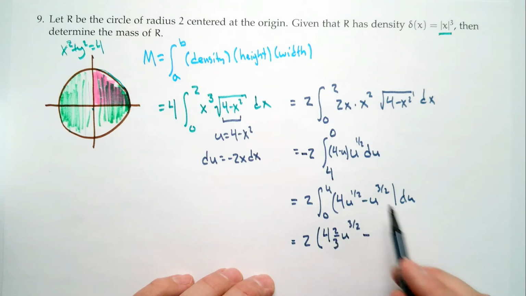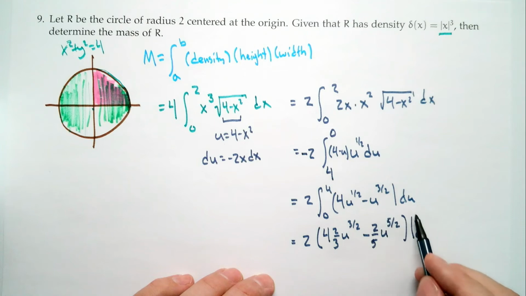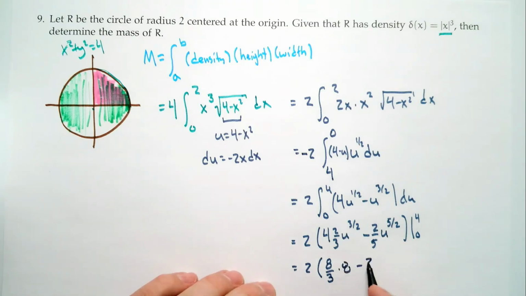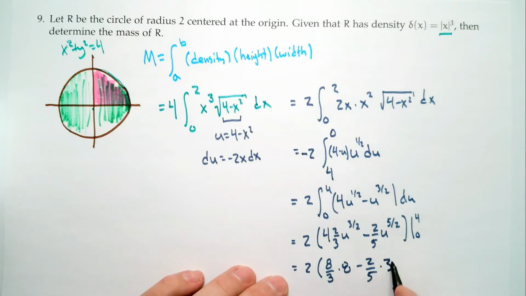And then, integral of u to the 3 halves? So u to the 5 halves, and then you get a 2/5, from 0 to 4. And the nice thing is you plug in 0, you get 0. So we can plug in 4. So let's see, we get 2 times 8/3, and 4 to the 3 halves? 8. Minus 2/5, 4 to the 5 halves? 32. All right. Good. You're getting good at this, you know.